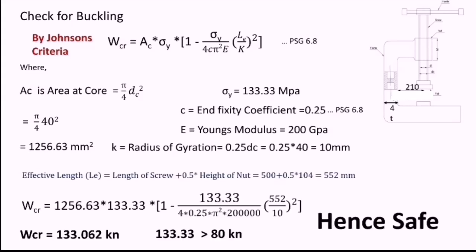Substituting all the values in Johnson's formula, I will get WCR, that is the crippling load, as 133.062 kilonewtons. That means the screw will cripple or fail at 133.062 kilonewtons. The load which is applied in our case is 80 kilonewtons. Hence we can say the design of our screw press is safe. With this we come to the end of this solution. Thank you.